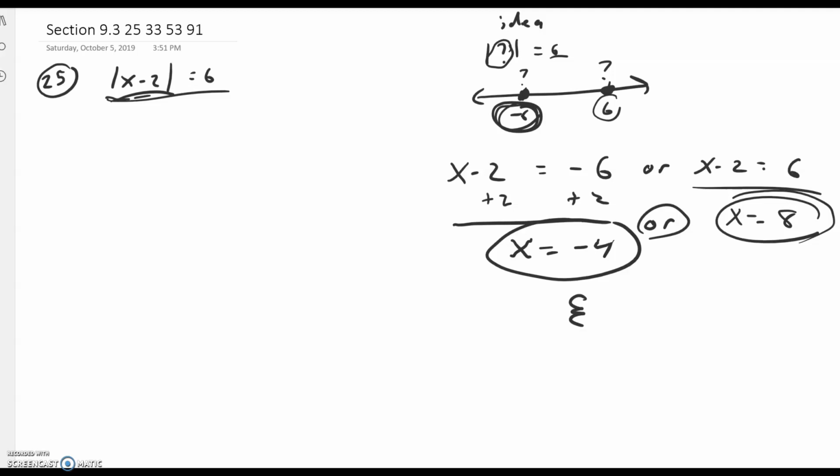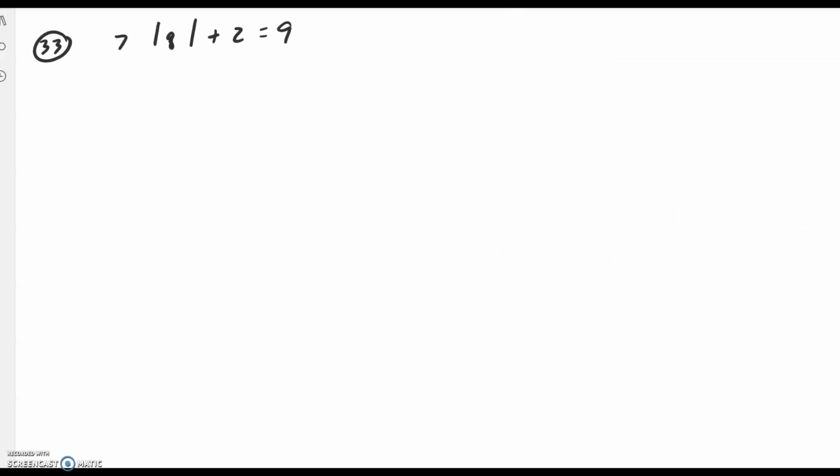So if you want to write these in set notation, you could write them in set notation this way, but I would accept x equals negative 4 or x equals 8 as well as the set notation. Very much like the last problem, except there's some steps to get started with. We can't do algebra inside absolute value signs, but we can do algebra outside.